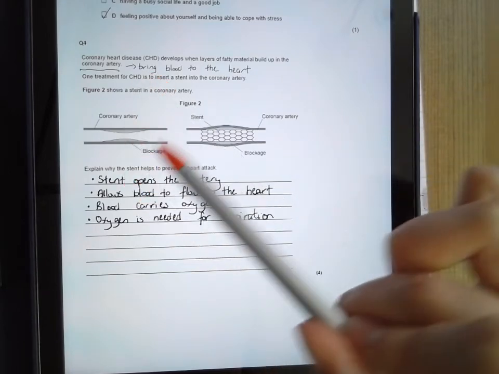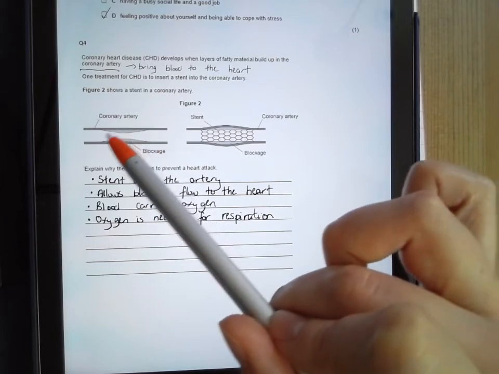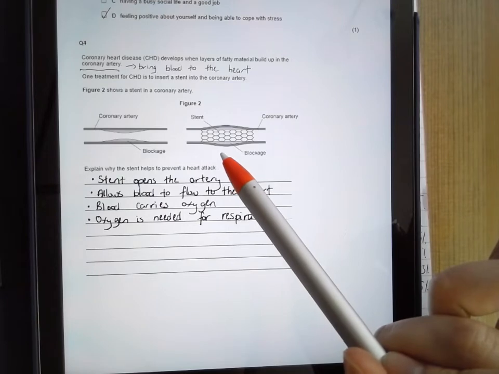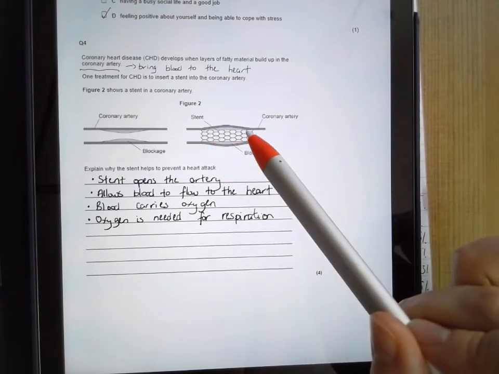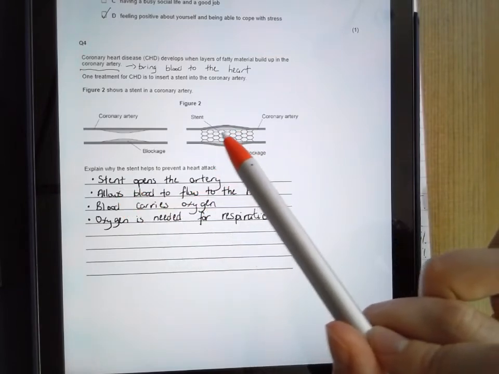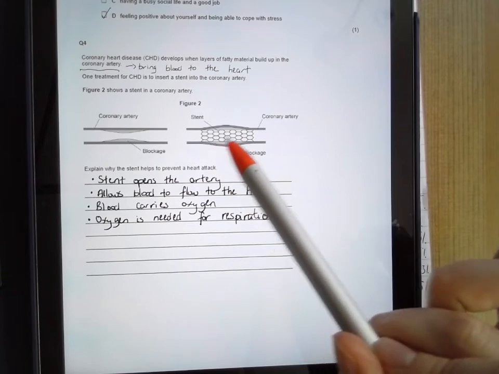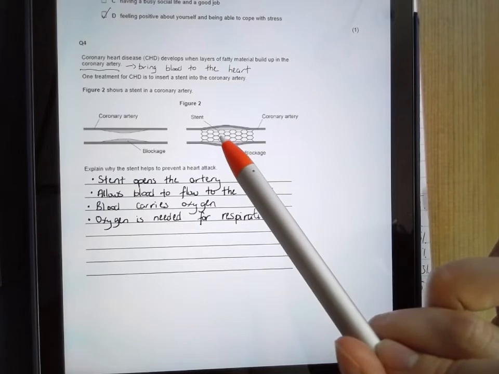So they're saying that this vessel that's supplying the heart with blood, you can see is getting blocked. Then you put in a stent. Why is that going to help prevent a heart attack? Okay, so the first thing you're going to mention is what the stent is actually doing. I wrote that the stent opens out the artery. Now, it's not getting rid of the fat. Okay, you can see that the fat is still there in the diagram. It doesn't get rid of the fat, but it stops the artery from collapsing and it holds it open.